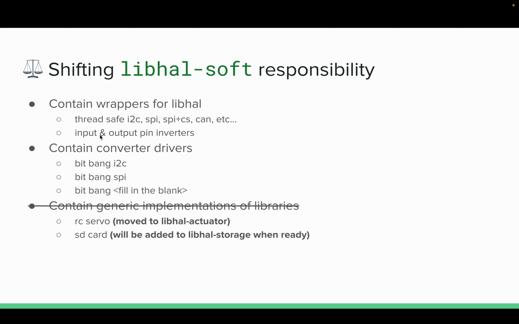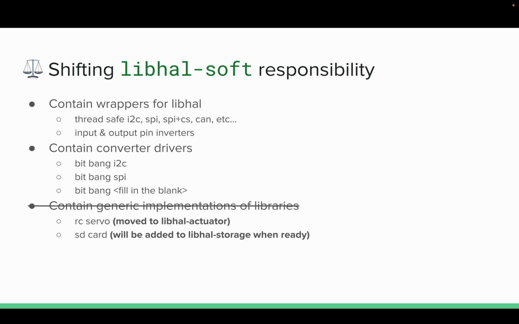So that's what the wrappers are for. They are there to take a thing and modify it slightly for some use case. And then the other thing is converters. These are things that take other interfaces and make other interfaces out of them. For example, the easiest ones are bitbang I2C, SPI, and whatever else you like.